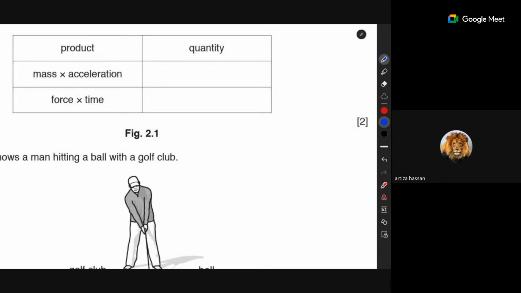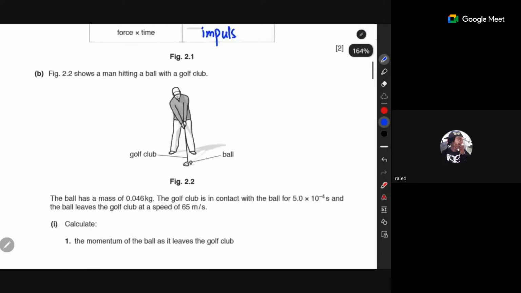Okay, who else can tell? Yes, Ibrahim, can you tell me? Mass into acceleration is equal to what? Basically, sir, it is force. Yes, it is force. Very good. And force into time is impulse. So we have to recall these concepts. These are not big concepts, but we have to.